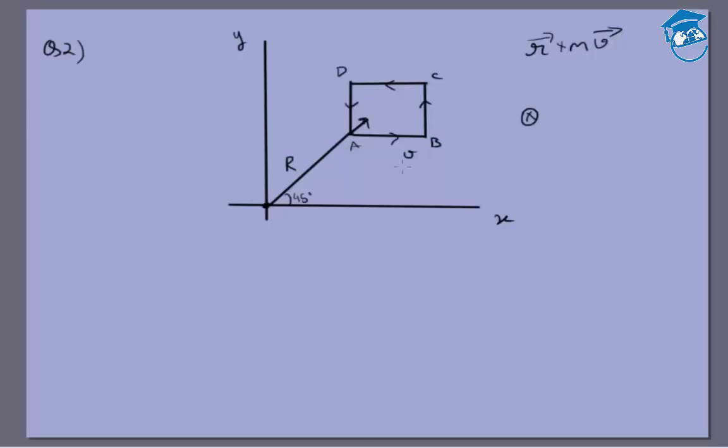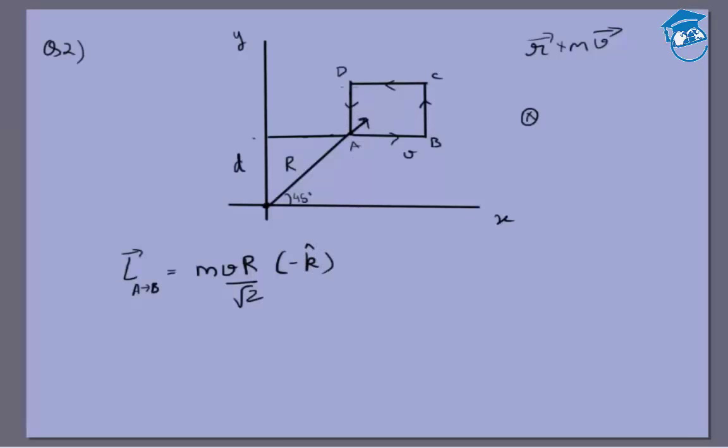And what will be the value? We can actually write this as this distance. If this is d, mvd will be the angular momentum. So the vector angular momentum from A to B will be mvd. Now d is r by root 2 because this angle is 45 degrees. So mv r by root 2, and the direction is minus k cap.